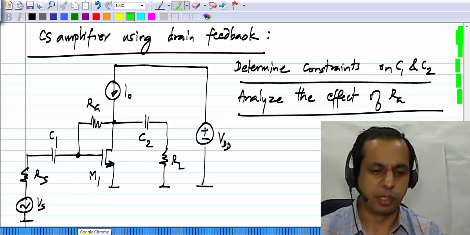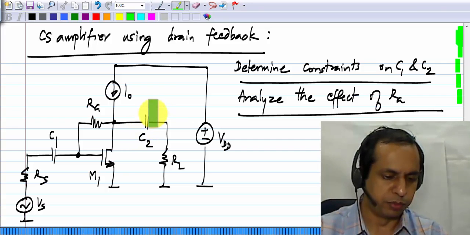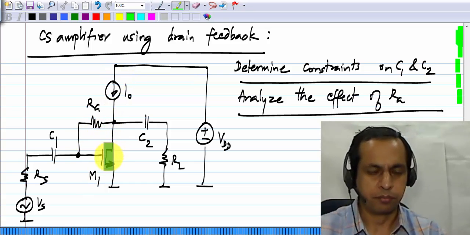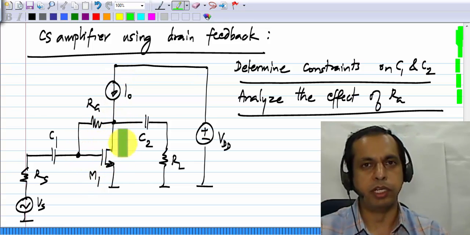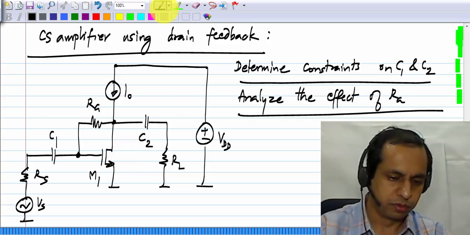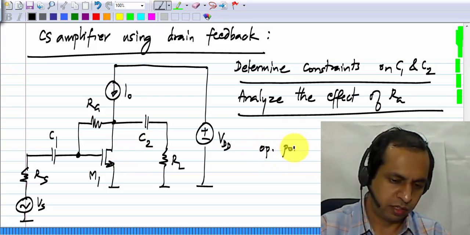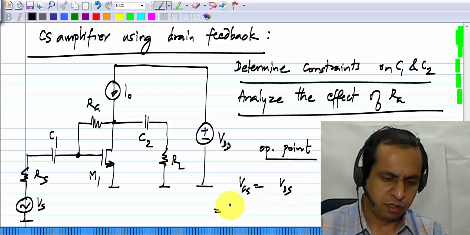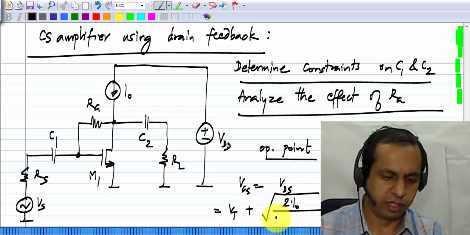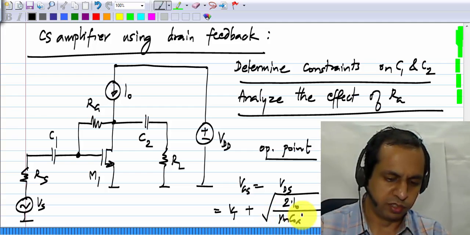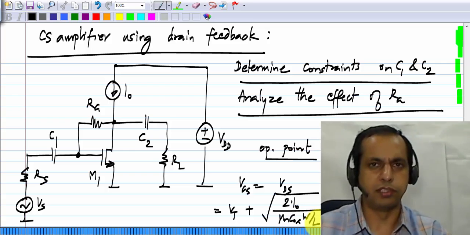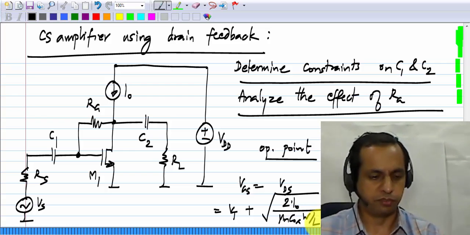Okay. Now I'm going to skip the operating point part, because if I open circuit C1 and C2, the source and load go away and we just have the drain feedback circuit, and we know that both VGS and VDS will be equal to each other, and they will be equal to the threshold voltage plus square root of 2 times the drain current divided by mu n Cox W by L. Okay. And now let's analyze the small signal incremental picture of this.